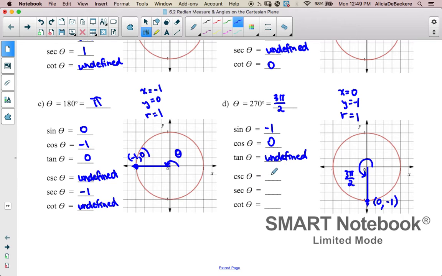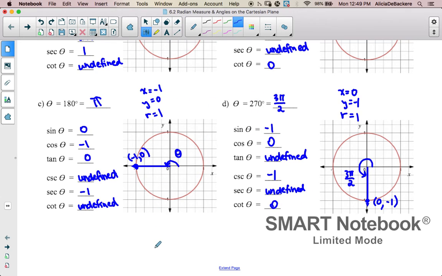And then again, cosecant, just the reciprocal of sine, secant, the reciprocal of cosine, so now it's 1 over 0, that's undefined. And then cotan is going to be the reciprocal of tan, so instead of y over x, the cotan will be x over y, or 0 over negative 1, which is just 0.